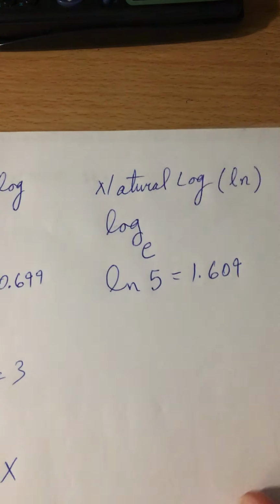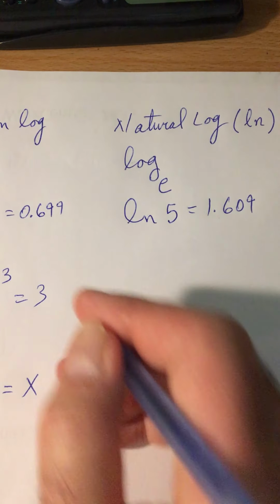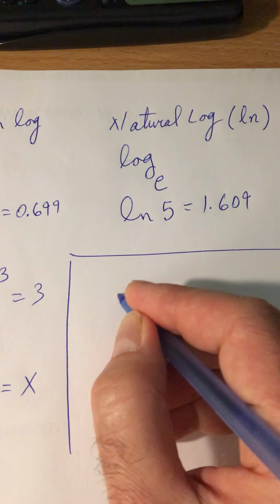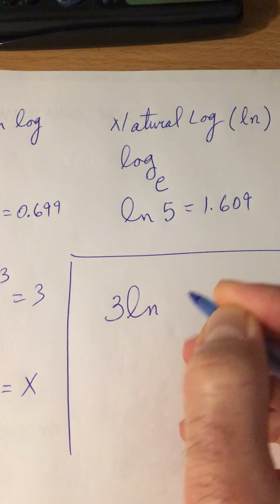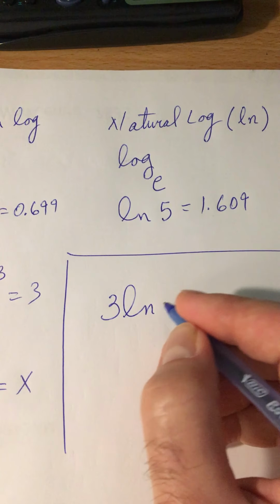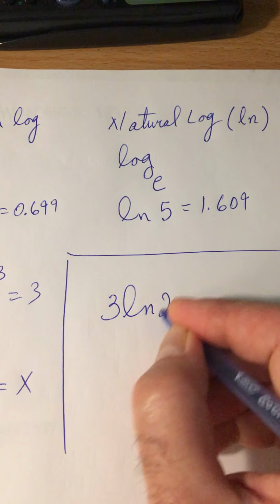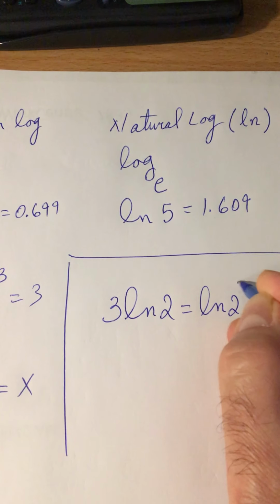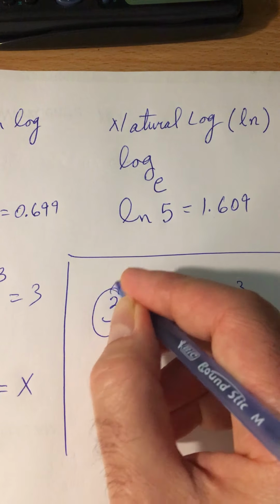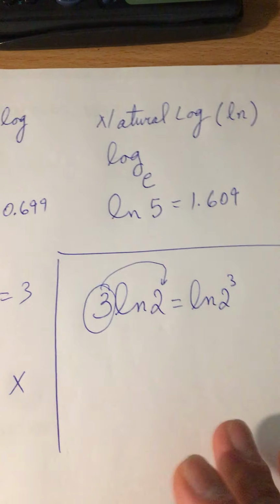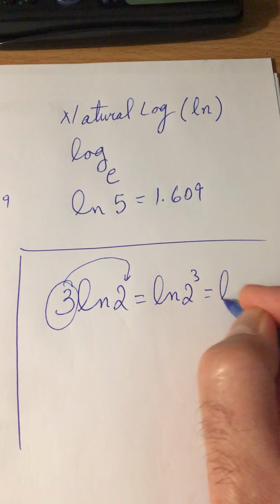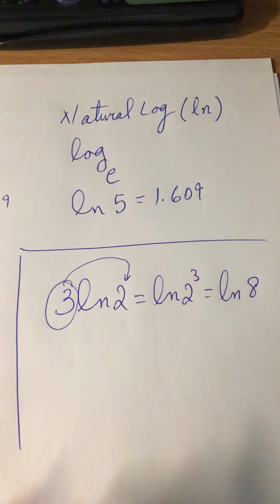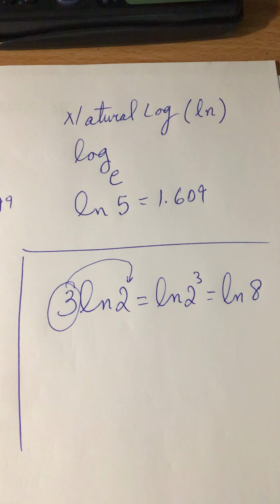So let's say, well, first of all, let's say I have something like this. 3 natural log, and it applies to natural log as well. Natural log of 2. I can write it as natural log of 2 to the power of 3 because this can go back up. And then, which is the same thing as natural log of 8 because 2 to the 3rd. And then if you want to evaluate it and so forth. Okay, so that's one example.